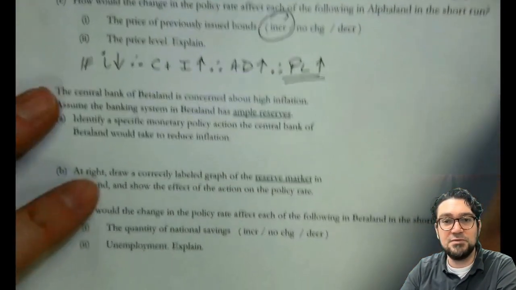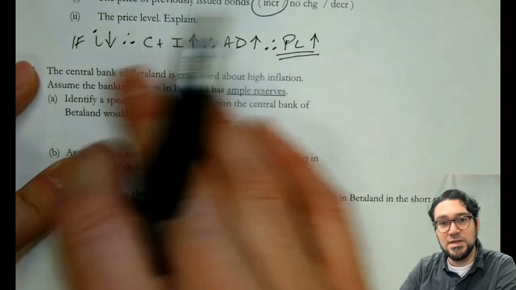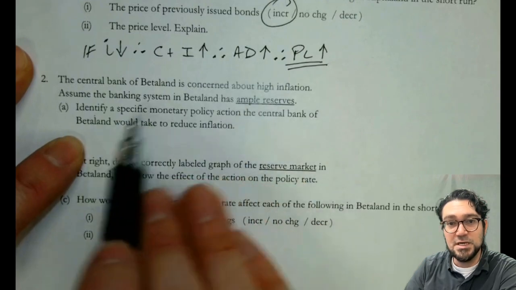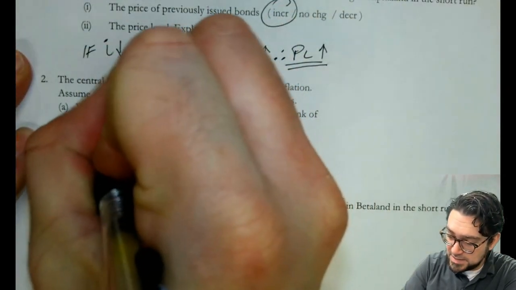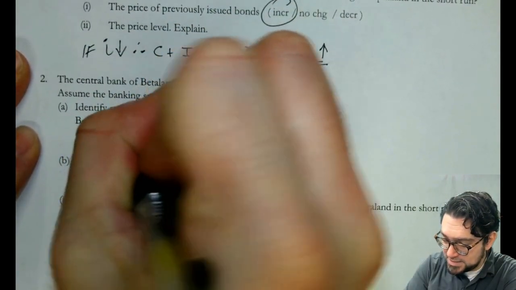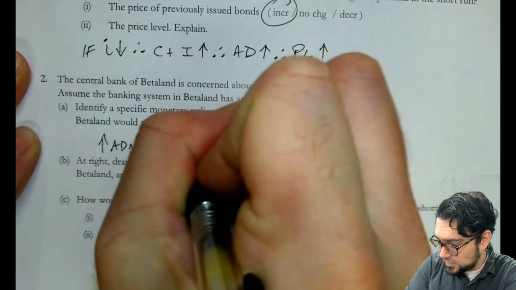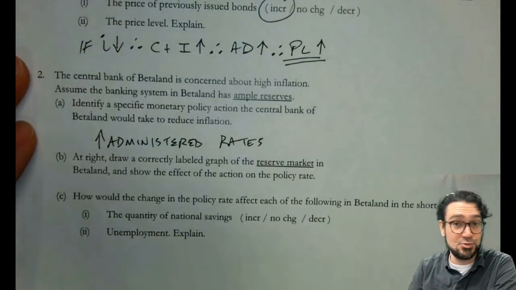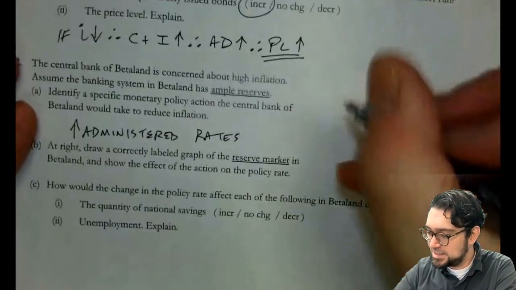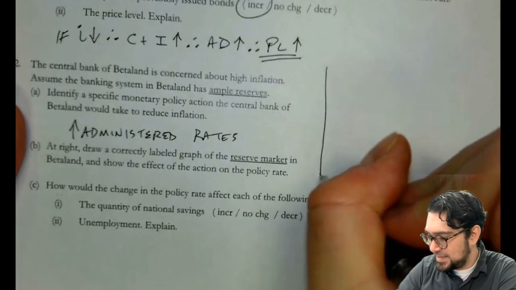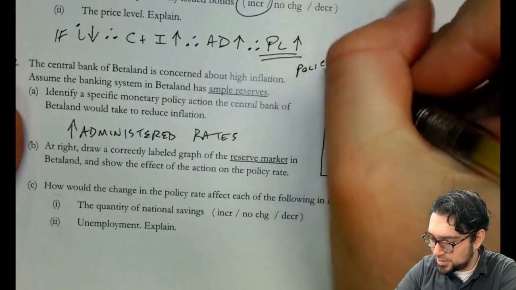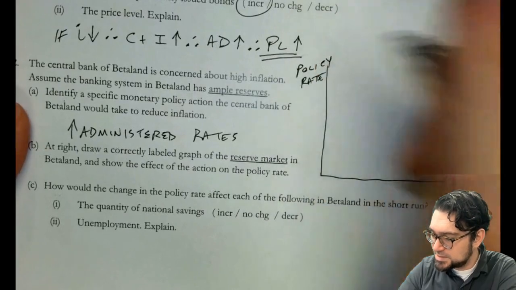Number 2, the central bank of Beta Land is concerned about high inflation. They have an ample reserve system. What could they do? Well, they would want to do the opposite of what we just did, right? If we want to reduce inflation, we're going to want to raise administered interest rates. So it's literally just the opposite. If you have too much inflation, you're probably in an expansionary gap. Here it says, draw the reserve market and show that. So we're actually getting 2 reserve questions in here. I thought we were getting a money market question, but policy rate.